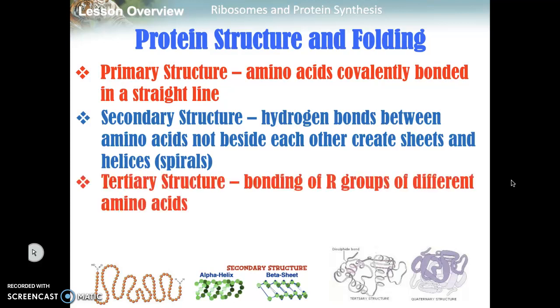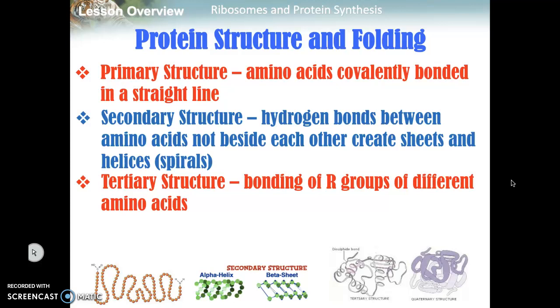Many proteins will have R groups attached to them. When those R groups start bonding, this forms a third structure called a tertiary structure. In this particular case, we start taking a more three-dimensional shape, and we get a lot of different bending and folding going on. So primary, secondary, and tertiary. This can happen to individual proteins.